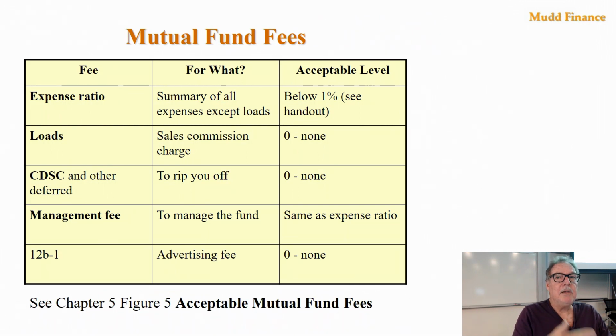Likewise, there may be a charge that they will levy upon you, the deferred sales charge, that's a CDSC, that you'll have to pay when you try to leave the fund. So you call them up and say, I want to move my money somewhere else. Sure, no problem. We'll charge you 5% to do that. And of course, the 12B1 is what you pay for them to advertise on television so other people will buy their fund. That's often 1/4 of 1%.